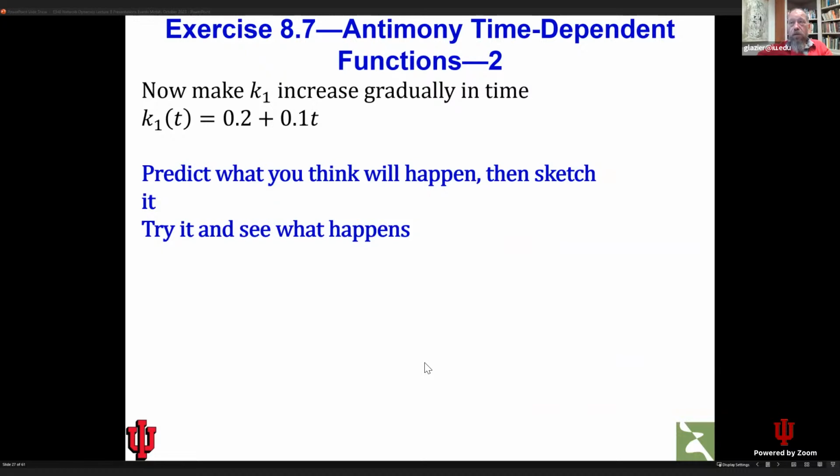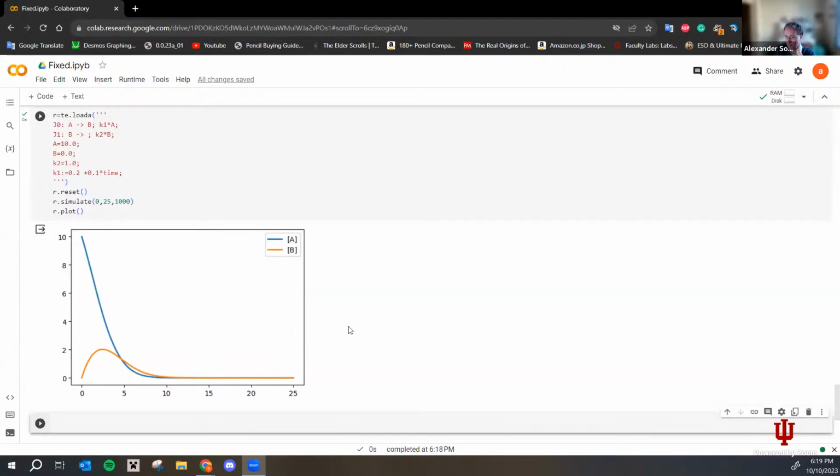What if you made K1 equal to 0.2 plus 0.1 times T? Try that one. Somebody want to show us what you got? Alex, do you have it? It doesn't do anything very dramatic, does it? The rate at which A is turned into B increases in time. So the slope of that curve will get steeper, but you don't see a lot. It's not a very exciting result, but it's definitely something that happens.